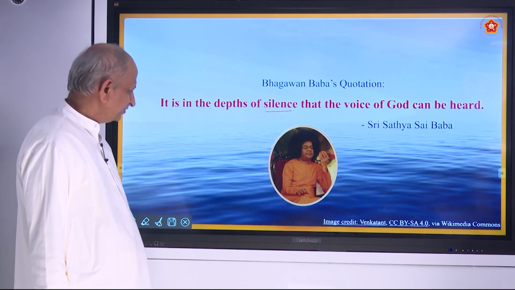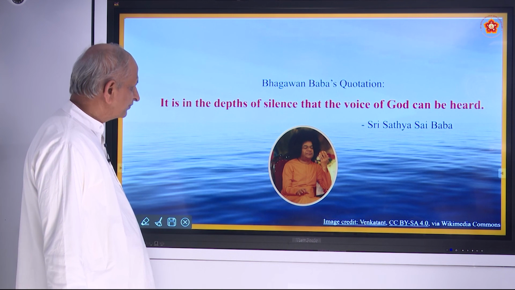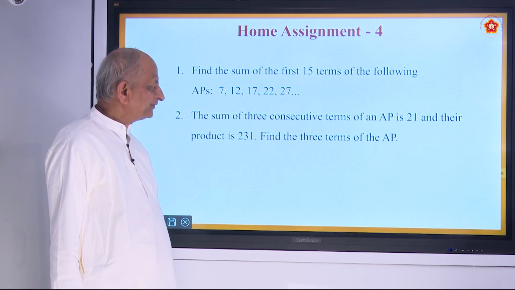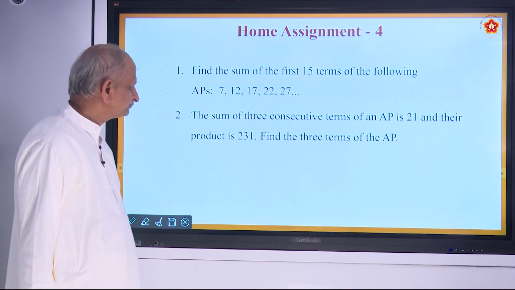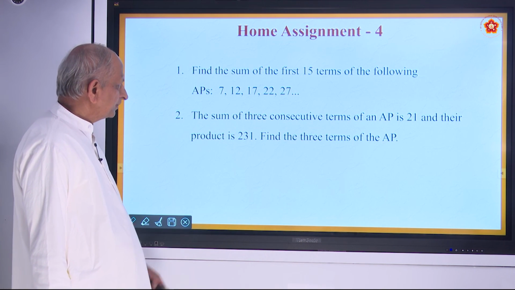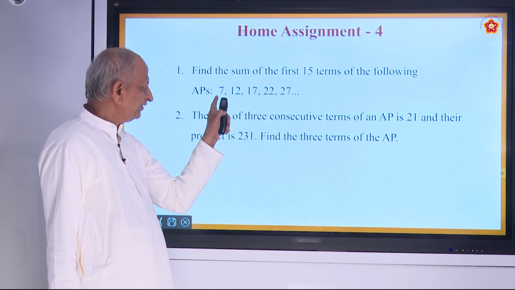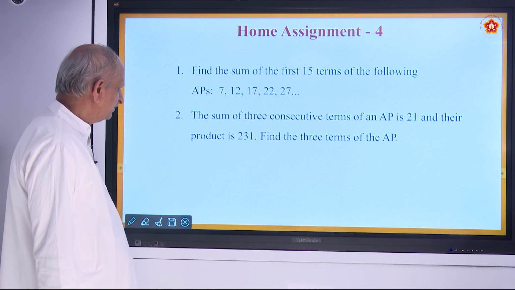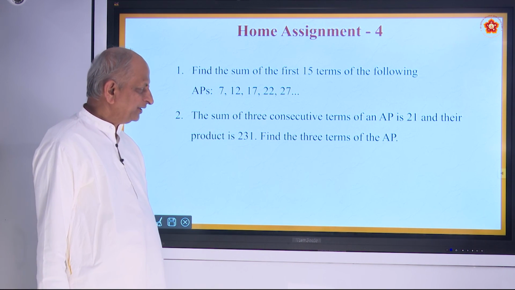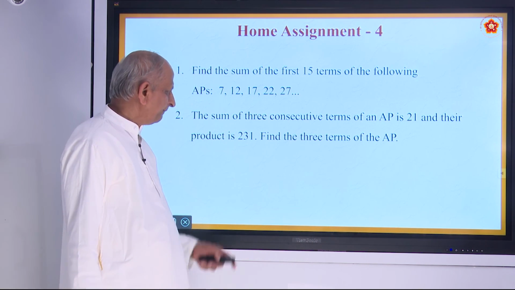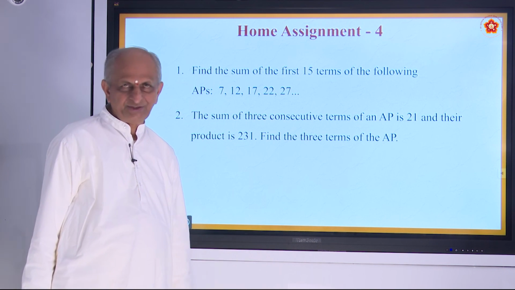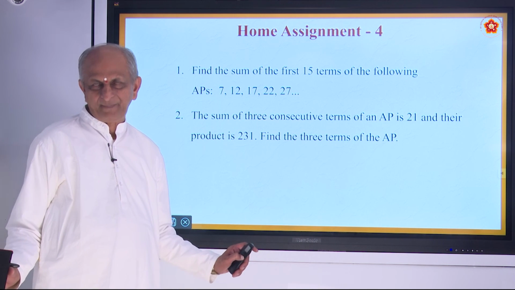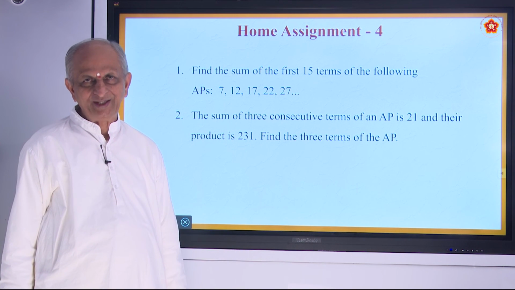Okay, shall we go to the homework now? We have got two simple questions. Find the sum of the first 15 terms of the following. So n is equal to 15, a is given, d is given. Find the sum. So simple. The sum of 3 consecutive terms of an AP is 21, their product is 231. Find the 3 terms. As you have done already, like that you do. Come prepared. Okay, thank you.